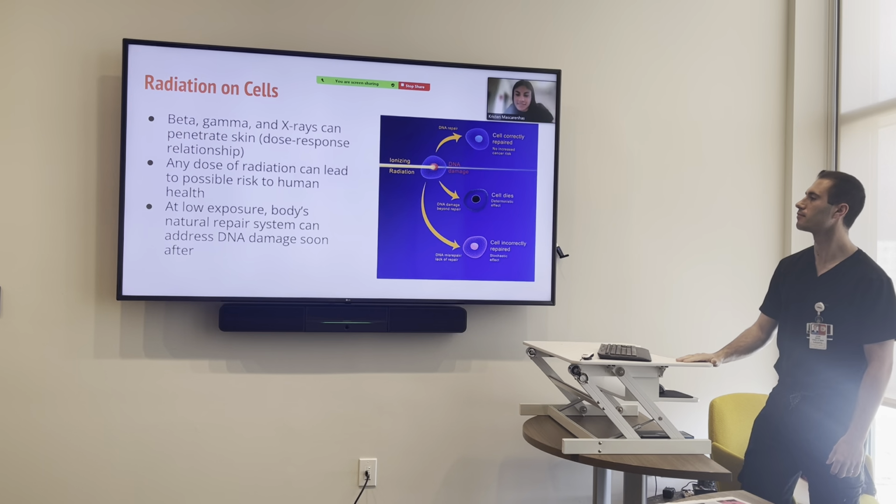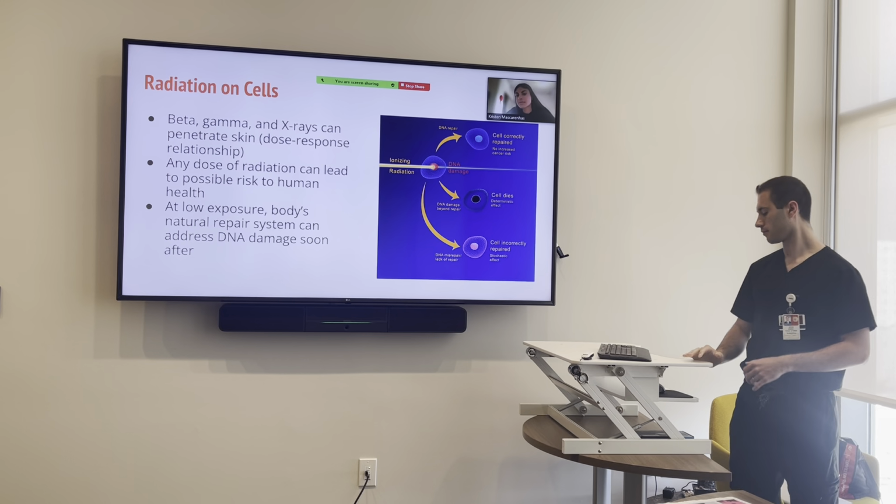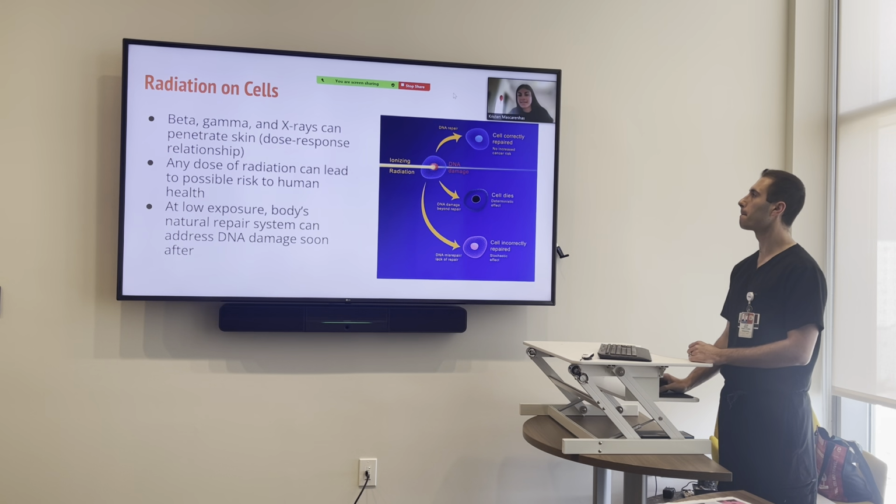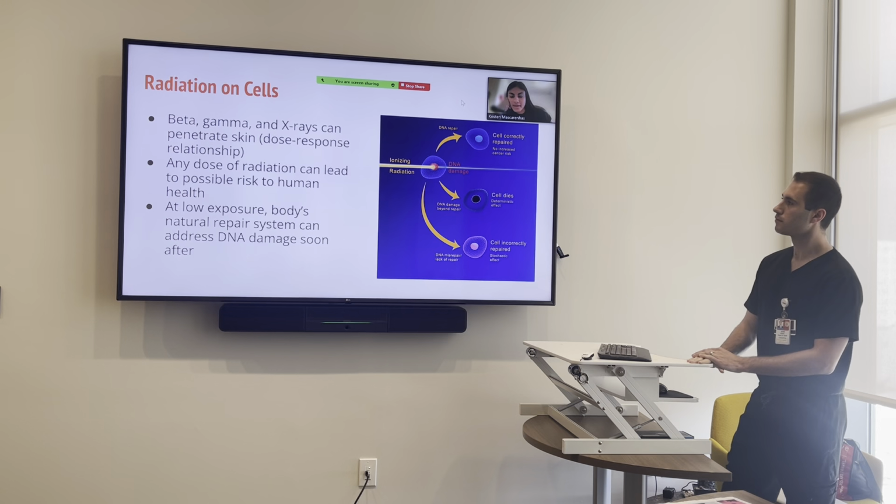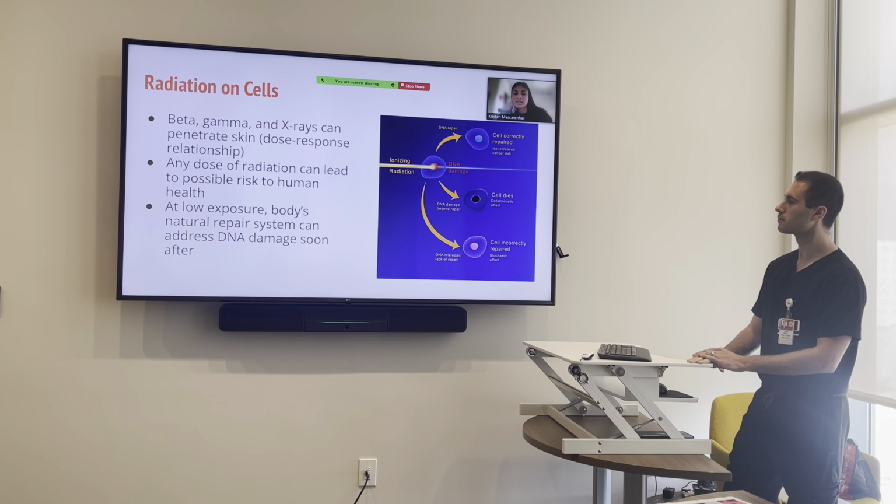So next we'll shift into talking about the health effects of radiation exposure. First, breaking it down to the cellular level that we reviewed first year of school, the impact of radiation on cells. So we have beta, gamma, and x-rays, and those can penetrate the skin, and the exposure has a dose-response relationship. So the more radiation that you're exposed to, the greater the extent of the effects and the harm that it can cause on cells.